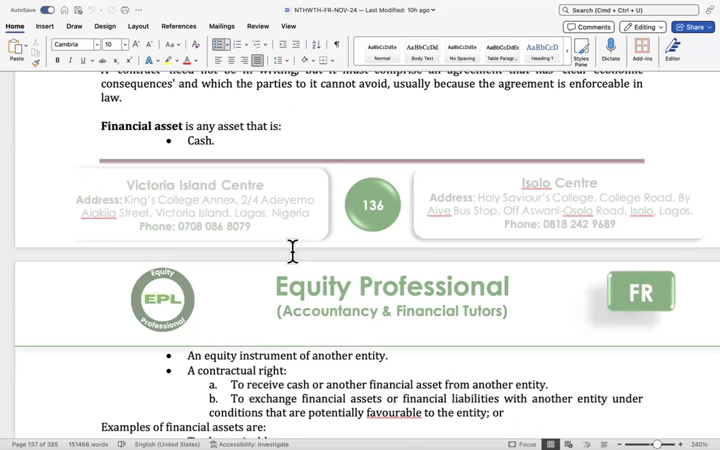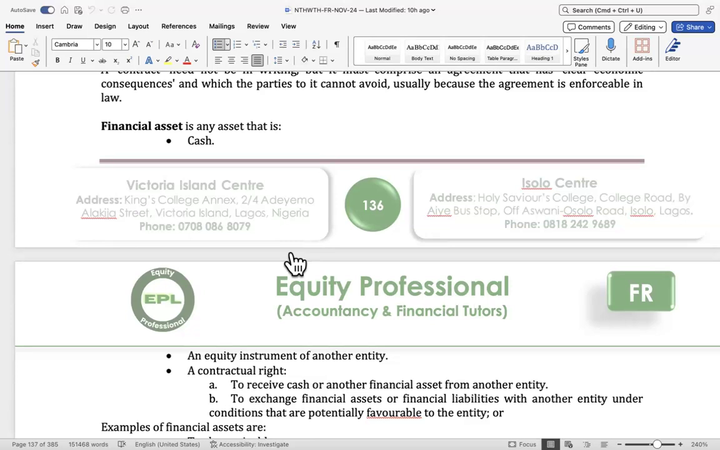Obligation? We are talking about financial assets. There's nothing obligation has to do with financial assets. Yeah, in trying to define financial liability. How are you bringing in financial liability? No obligation, sir. I don't know why you're bringing obligation here.